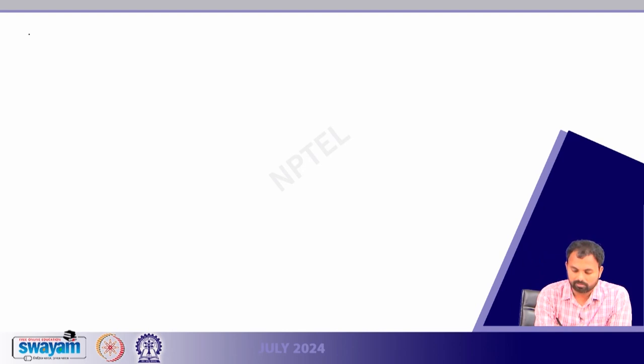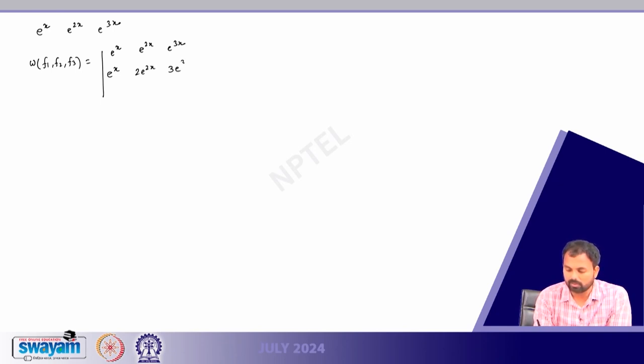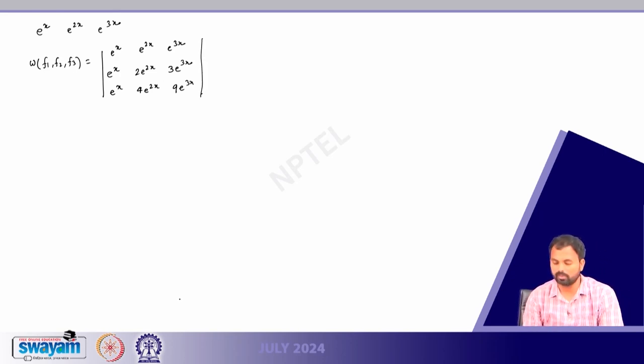another combination as e to the power x, e to the power 2x, and e to the power 3x. So here, if you check the Wronskian of f1, f2, and f3, this will be e to the power x, e to the power 2x, e to the power 3x. Then we'll have e to the power x, 2 e to the power 2x, 3 e to the power 3x. Then e to the power x, 4 e to the power 2x, then 9 e to the power 3x. And if we determine this determinant, we'll see that this again leads to a contradiction, right? So they are independent functions because you have e to the power x, e to the power 2x, and e to the power 3x. But while doing the simplification, we'll see that.